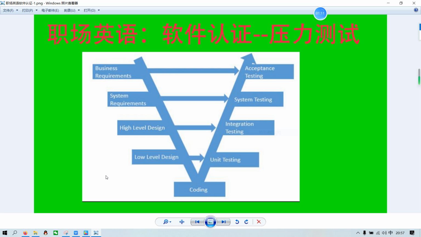Today we talk about software validation. As an example, is a software stress test. You can see this figure is a V model. V model is used for the software validation.